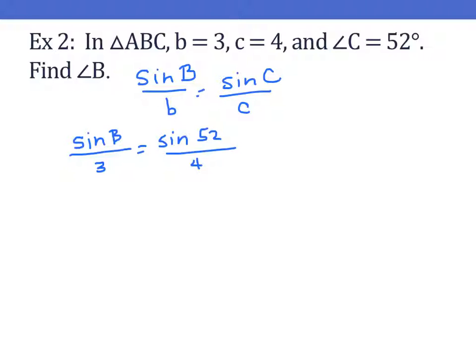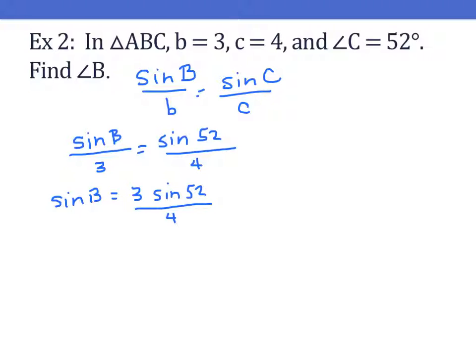Alright, now what I want to do first is I want to solve for sine B. And I'm just going to multiply the 3 on both sides. So I've got sine B equals 3 sine 52, and that whole thing is divided by 4.